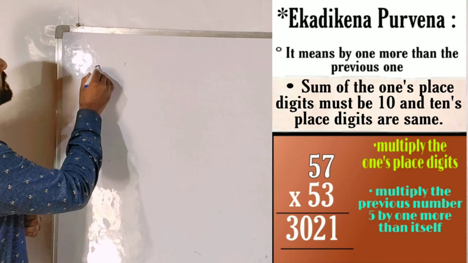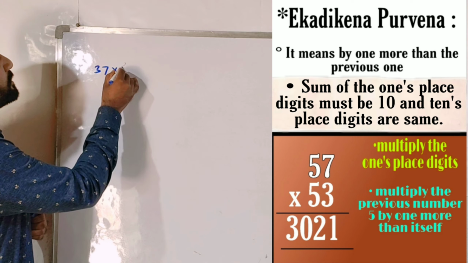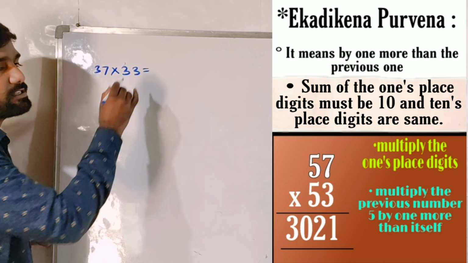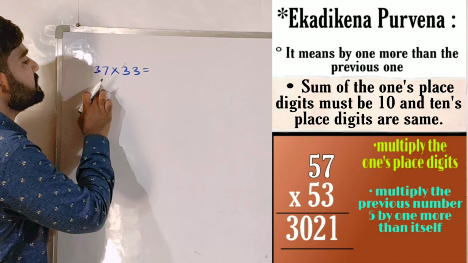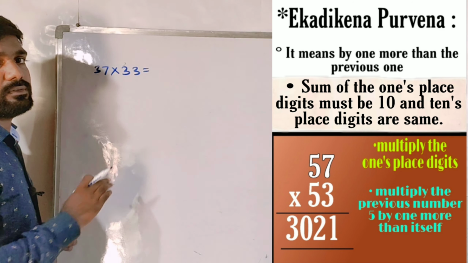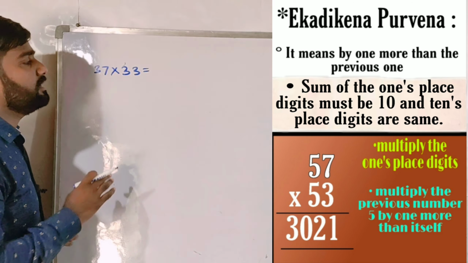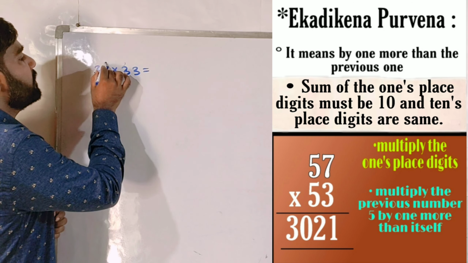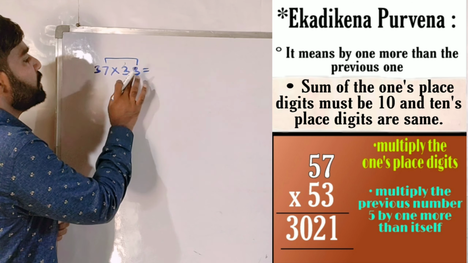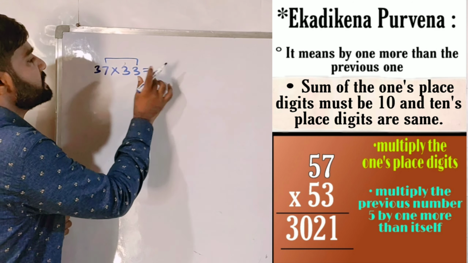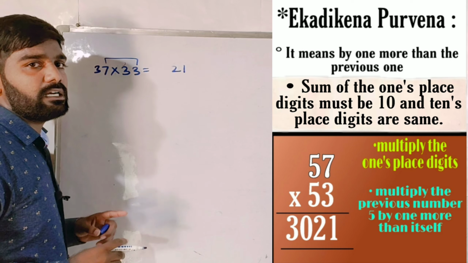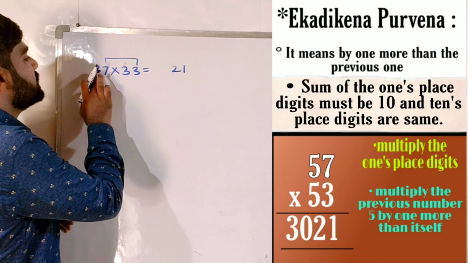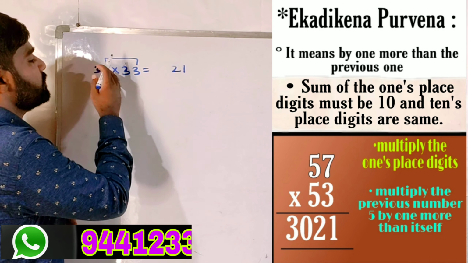The first question is 37 into 33. Sum of the units place digits must be 10 and tens place digits are same. So రెండు conditions follow కావాలి. So you can apply the formula. The first step is find the product of the units place digits. 7 3s are 21 and the formula is ఏకాధికేన పూర్వేణ. అంటే ముందున్న దానికంటే ఒకటి ఎక్కువ చేయాలి. 3 ఉంది కాబట్టి 3 కంటే ఒకటి ఎక్కువ, 4. 3 4s are 12.